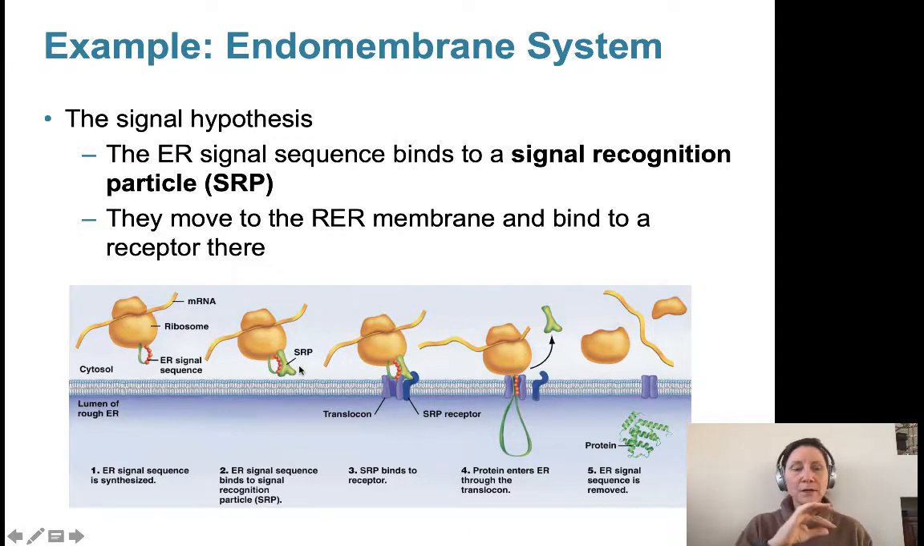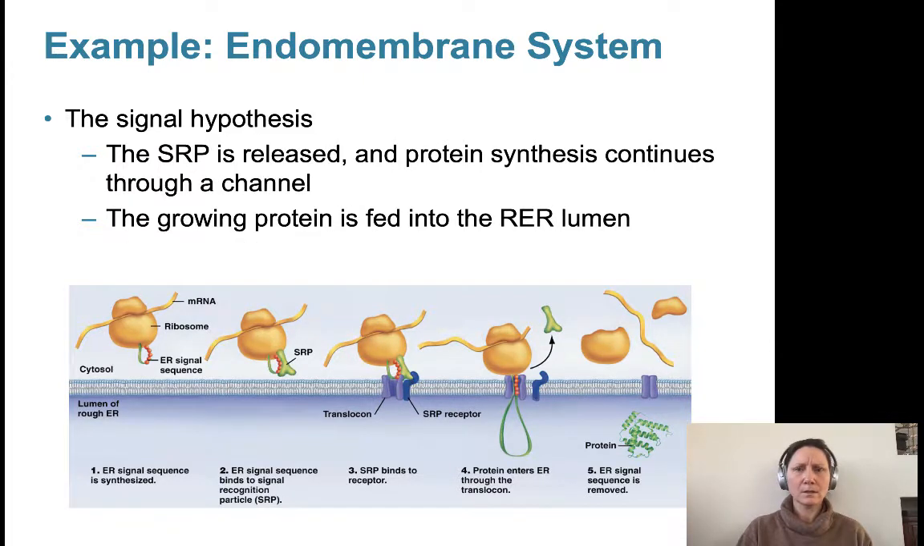And then they move towards the rough endoplasmic reticulum and bind to a receptor here. So you see the receptor here, and then the translocon, which is going to actually allow the protein to enter the cell. So once it attaches to this receptor, the conformation changes. That allows the protein to enter into the lumen of the cell, and it's almost like imagining if you're eating a string of pasta and you just suck it in. So it sucks that protein in.